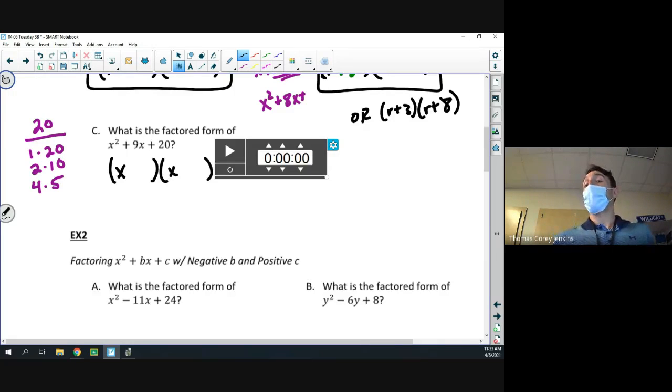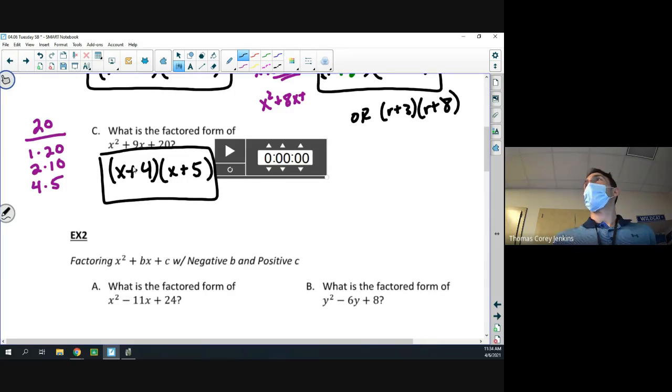So how do we actually answer the question? You're right. You picked the right pair. So what's our final answer look like or say? Very good. So, or we could just read that as x plus 4 times x plus 5. Perfect. Very good. Or you could have written that the other way around. Okay. Anybody have any questions?